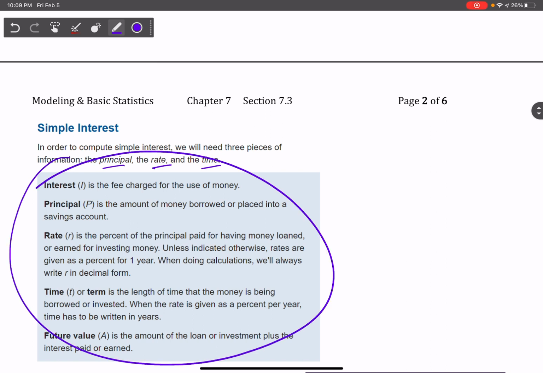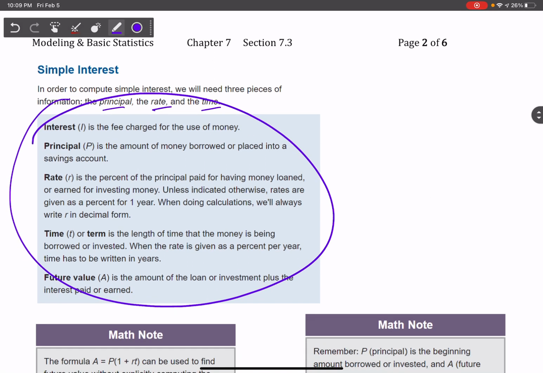Okay, here are our keywords and our definitions. As we just said, interest is the fee charged for the use of money. The principal is the original amount borrowed or put into a savings account. The rate is the percentage, and we are going to see that we're going to change that rate into decimal form. The time is the term or the length of the loan, or how long the money is staying in the savings account, and it's usually calculated in years. And then our future value is the amount of the loan or investment plus the interest paid or earned. Okay, so the future value is what you borrowed or what you're saving plus the interest.